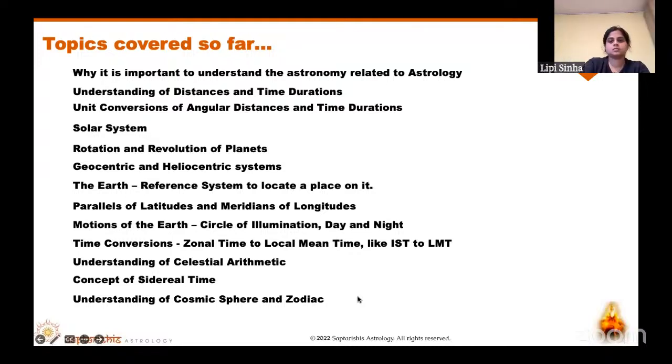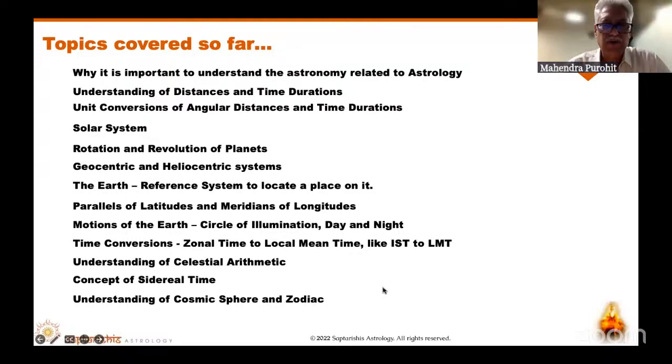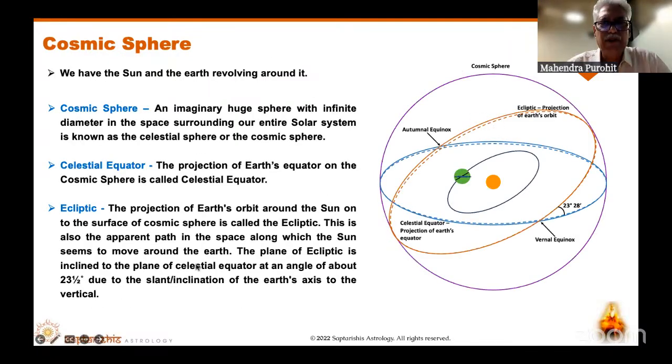You can go through again. If you revise these things, it will be easier for you to understand the astrology also, if you know these facts. So again, we just recapitulate this cosmic sphere.